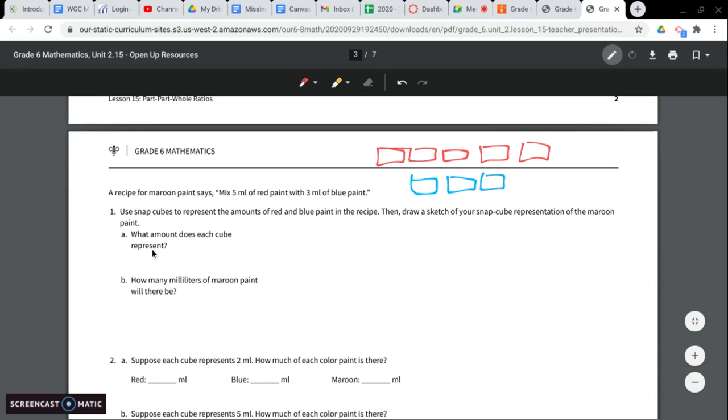So what amount does each cube represent? Well, it represents 1 milliliter. So how many milliliters of maroon paint will there be? Well, if each one of these is 1, we've got 3 blue and 5 red. So 3 plus 5, 5 plus 3 equals 8 milliliters maroon paint.